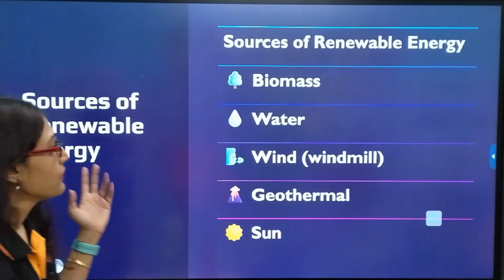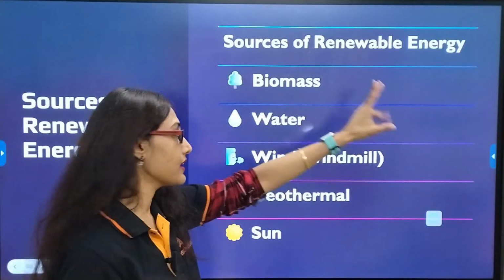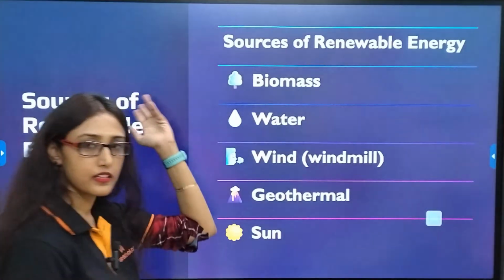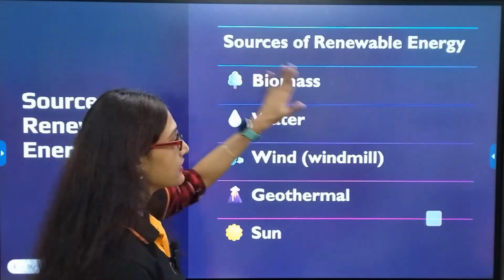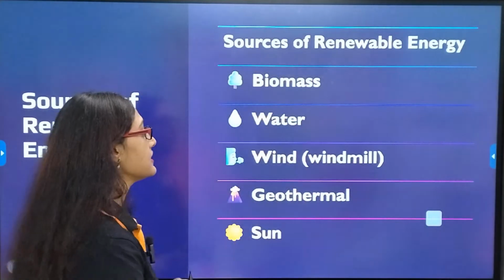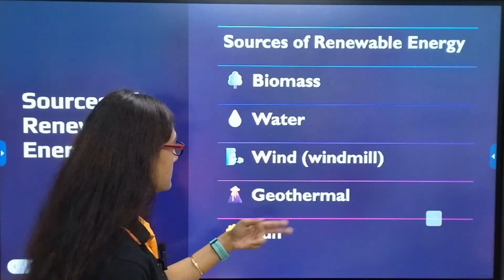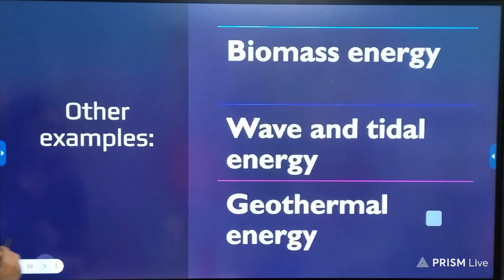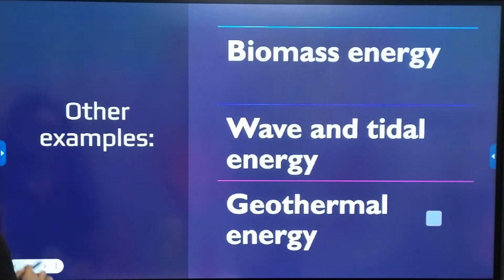Biomass is producing pollution again, so we cannot consider it as fully renewable, but still it is there in your syllabus. Make sure that biomass we can utilize again and again, but it is harmful to nature. Apart from that, water, wind, geothermal, sun are the main sources of renewable energy. Other examples I have already told you: tidal, geothermal.